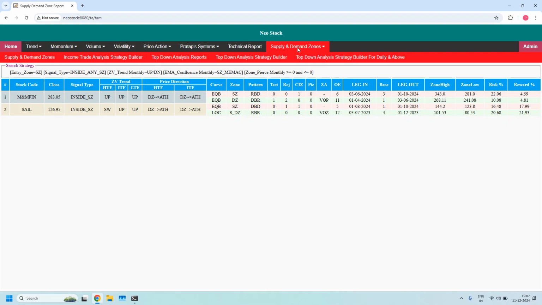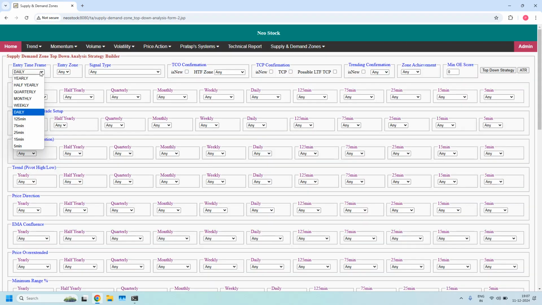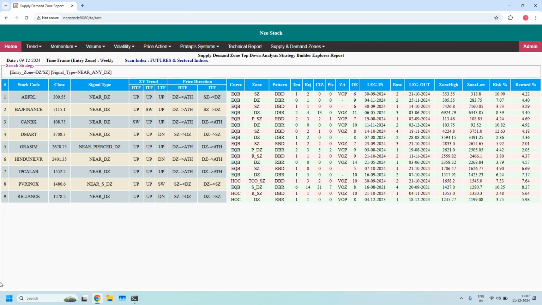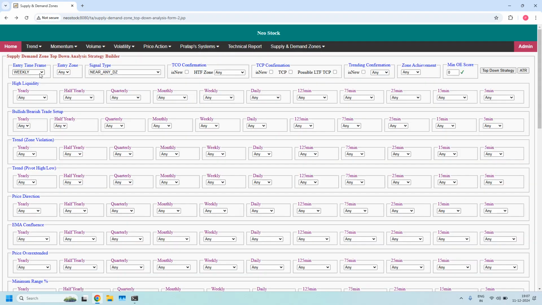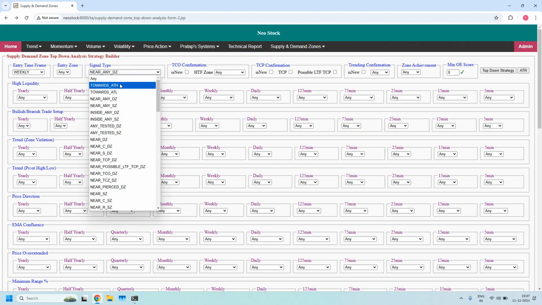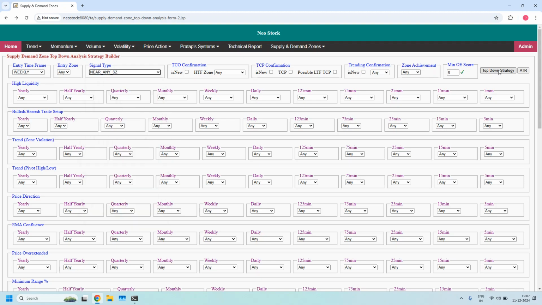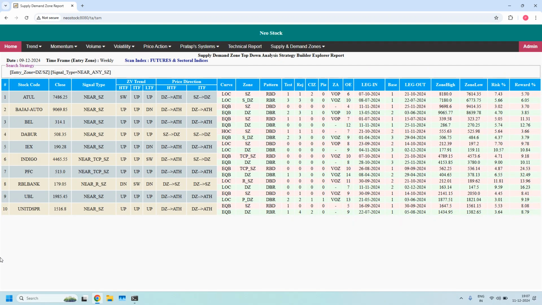Okay, next time frame is weekly. Price closed near weekly demand zone. 9 stocks are filtered. Next, weekly time frame, price closed near weekly supply zone, 10 stocks are filtered.